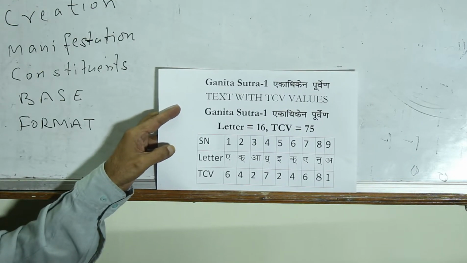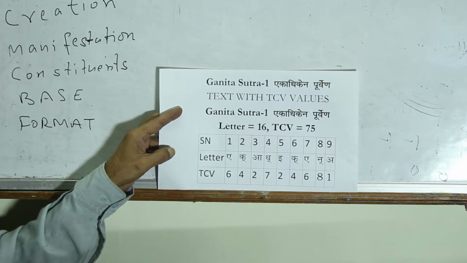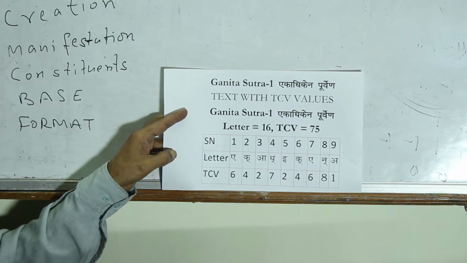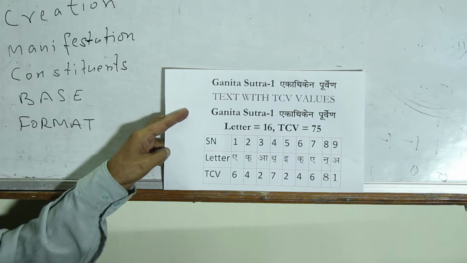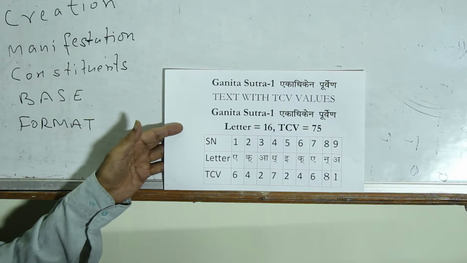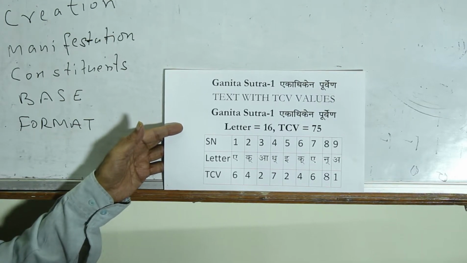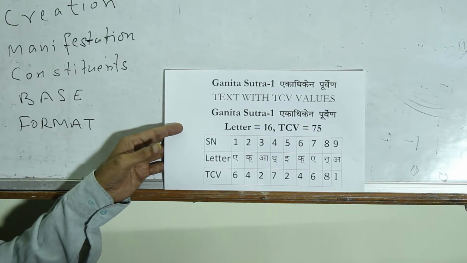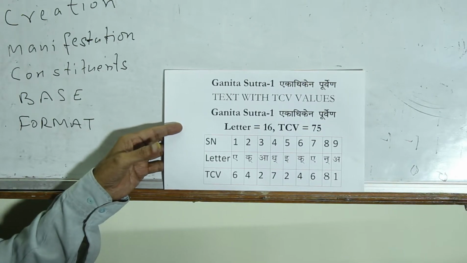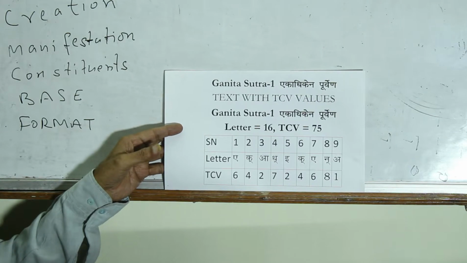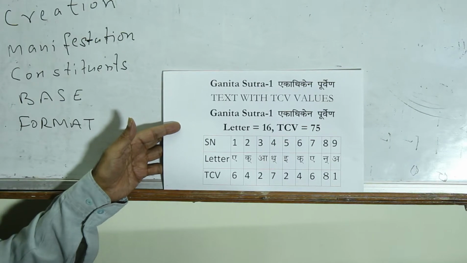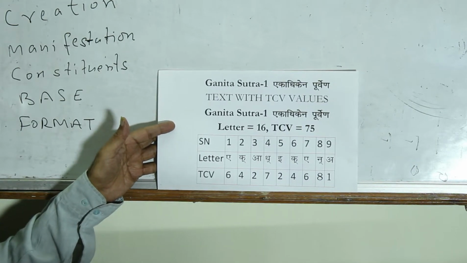Ganita Sutra 1, Eka Adhikain Purve, is designated as Eka Adhikain Sutra. Eka Adhikain Sutra is the first Ganita Sutra. The text of first Ganita Sutra is Eka Adhikain Purve. The Eka Adhikain is the name. When we say Eka Adhikain Sutra, it means we are referring to Ganita Sutra 1, whose full text is Eka Adhikain Purve. Its name is Eka Adhikain Sutra. Eka Adhikain Sutra is a composition of a pair of word formulations, Eka Adhikain and Purve.